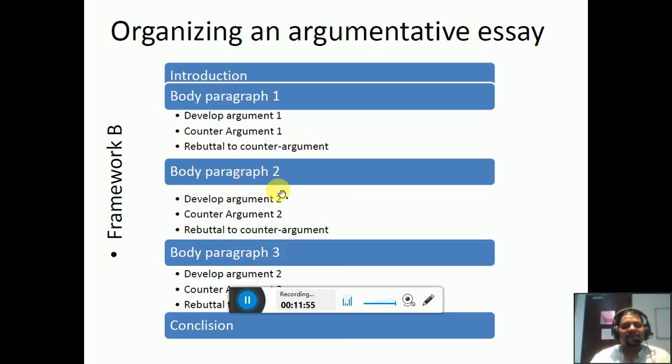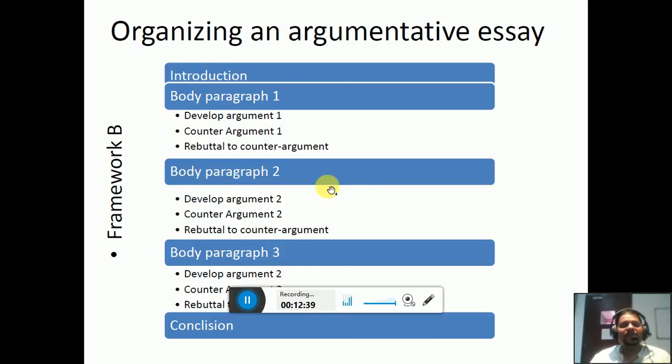In body paragraph 2, what we are going to do is we are going to have the argument 2, counter argument of the argument 2, and then we are going to have rebuttal for the counter argument 2. Yes, we are going to have the rebuttal to the counter argument 2. And the last thing is we are going to have body paragraph 3, and in this we are going to have argument 3. Sorry, I have written 2 here, but it's argument 3. We are going to have counter argument 3, and we are going to have rebuttal to the counter argument 3.